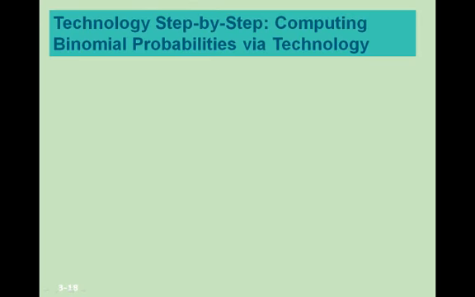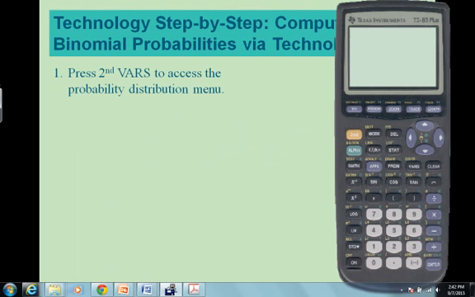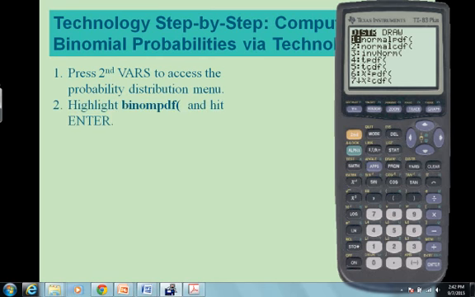And there is one last method we can use to do this. We can use the calculator. And the first step, we press second, and then the vars key, which is right next to the clear button. This will help us access the probability distribution menu. Then we highlight Binomial PDF. So I'm going to continue to arrow down until I see that on the screen. And so I want Binomial PDF and not CDF. So I'll hit enter on that.